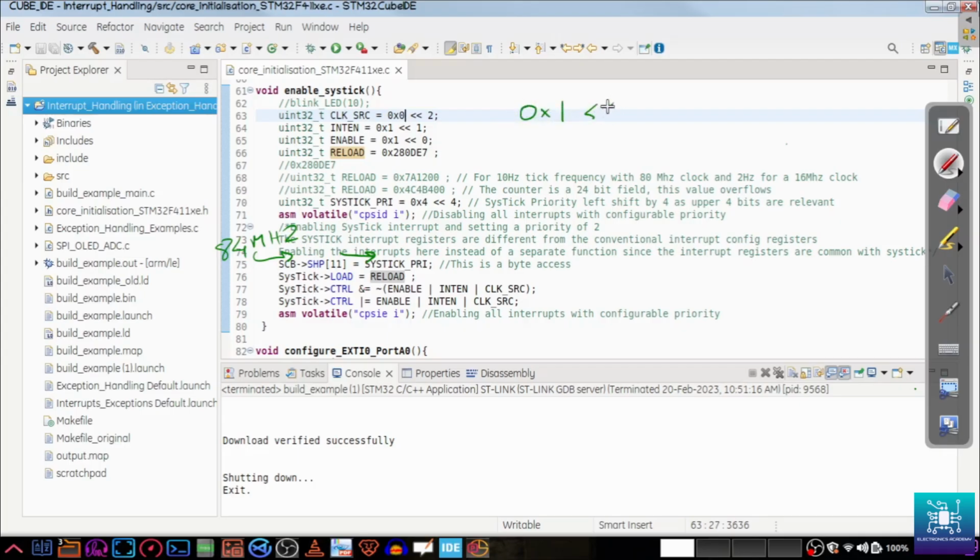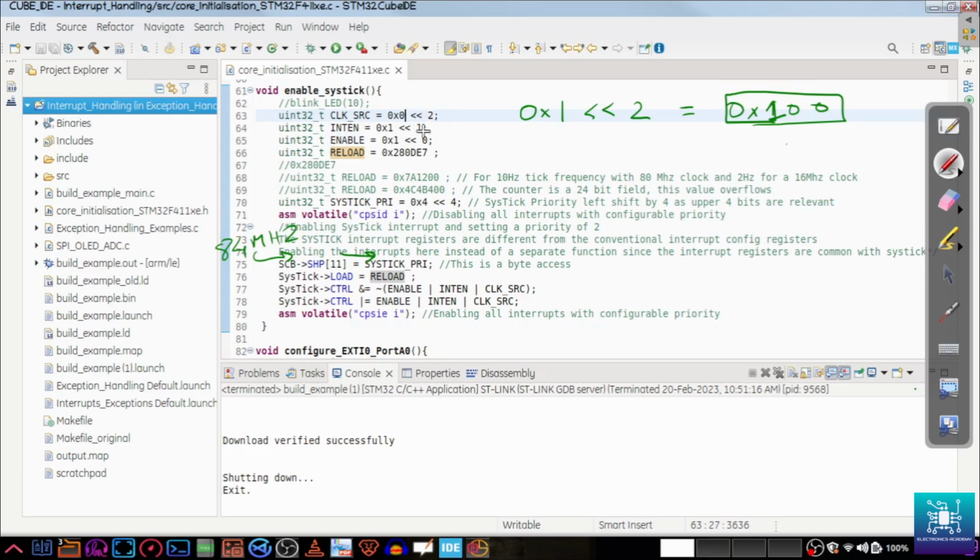0x1 moved by say 2 is equivalent to 0x100. So if this were a 1, we could have also written it this way, but it really does not convey the meaning of this particular line. So it's a good practice to actually write it this way, so that we know that this is in the second bit. Second position means 0, 1, 2, the third bit or the bit number 2.